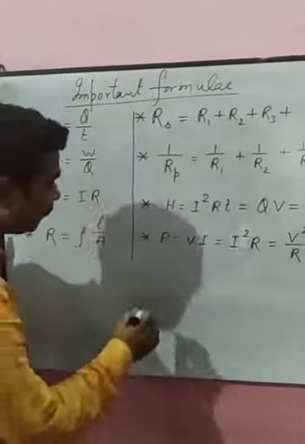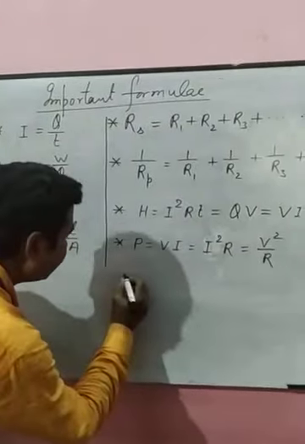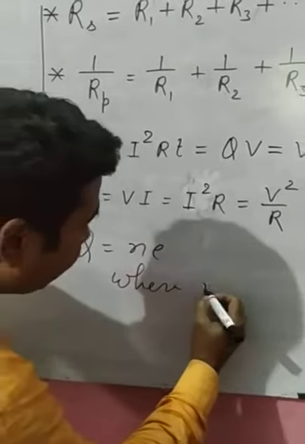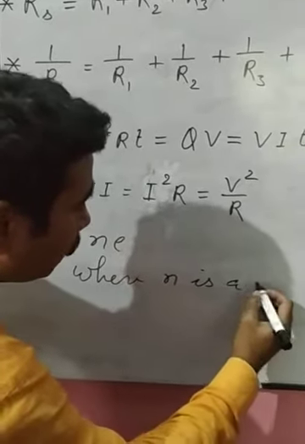The ninth formula is Q is equal to NE, where N is a whole number.